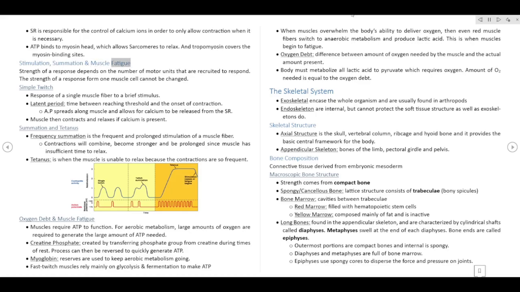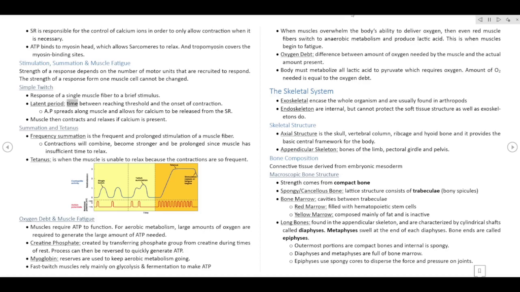Stimulation, summation and muscle fatigue. Strength of a response depends on the number of motor units that are recruited to respond. The strength of a response from one muscle cell cannot be changed. Simple twitch: response of a single muscle fiber to a brief stimulus.